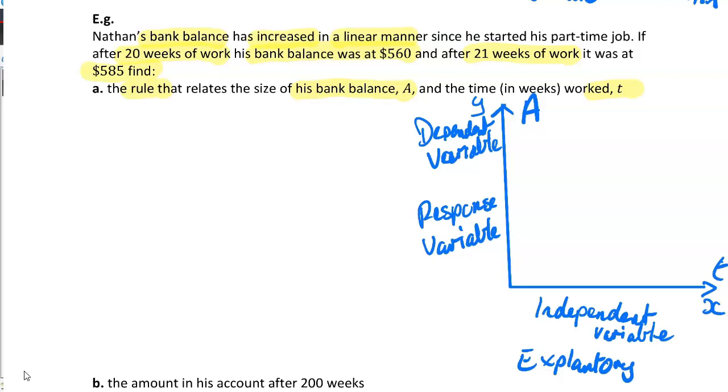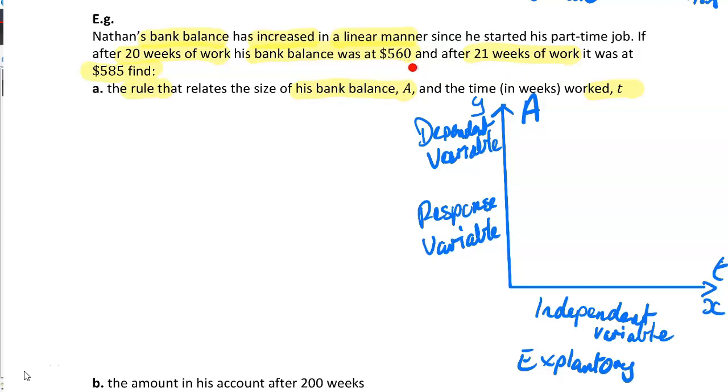Because, obviously, the more weeks he works, the more his bank balance goes up. It's not that his bank balance goes up, therefore the time he works goes up. It's the other way around, isn't it? It's because he's increased the amount of time he's worked, his bank balance is going to go up. So we can look at this.